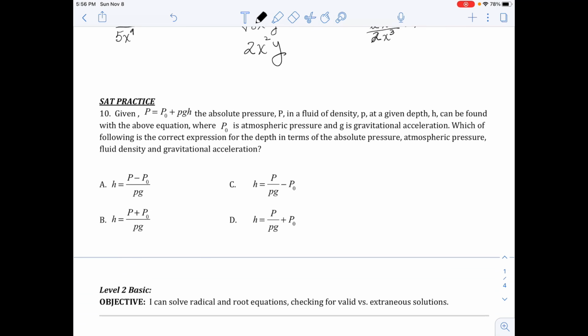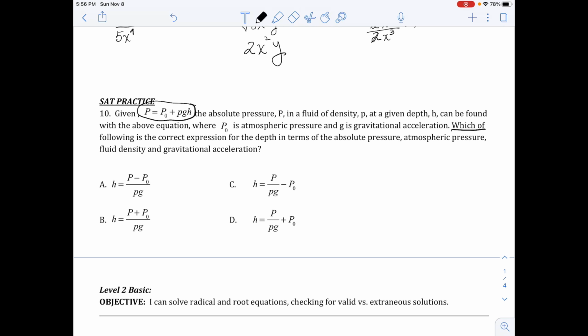Number 10 is a SAT type problem that relates to literal equations, which was Unit 2, Objective 1. We are given this equation here, and there's a lot of reading here. And one of the strategies for SAT problems is to figure out what the question is. So kind of scan and look for what or which or where.